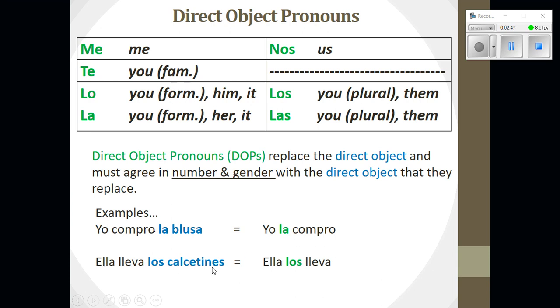Ella lleva los calcetines, as in she wears socks. If we want to replace that with a pronoun and say she wears them, then we remove that direct object, los calcetines, and we replace it with a pronoun. In this case, we would use los because that is masculine plural. Ella los lleva means she wears them. Okay, pause the video and fill in that part of part B.